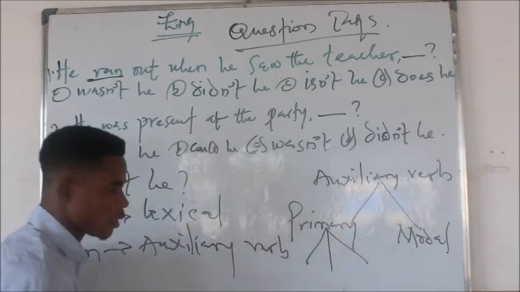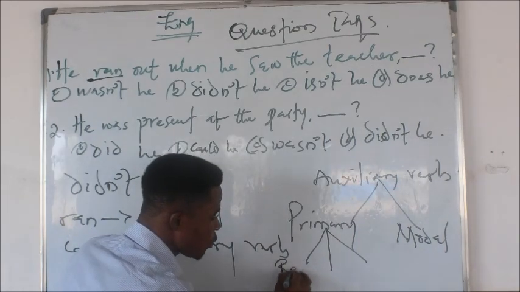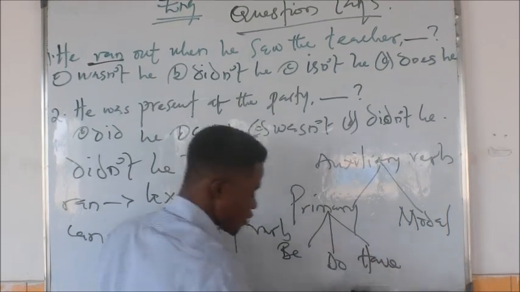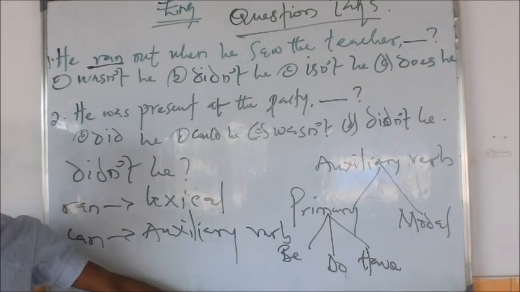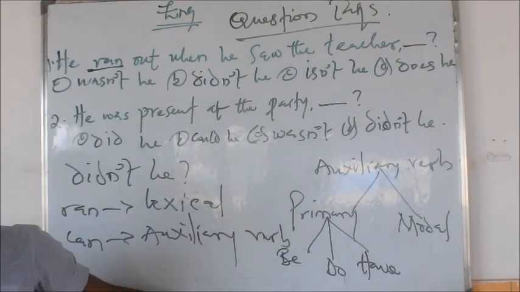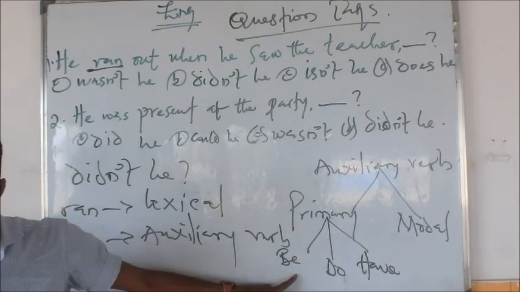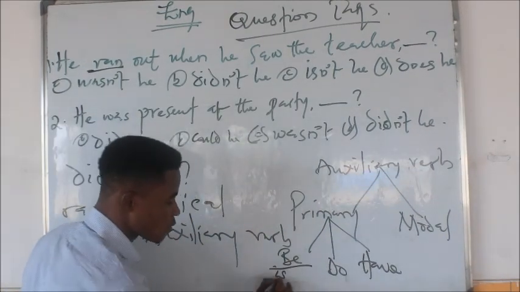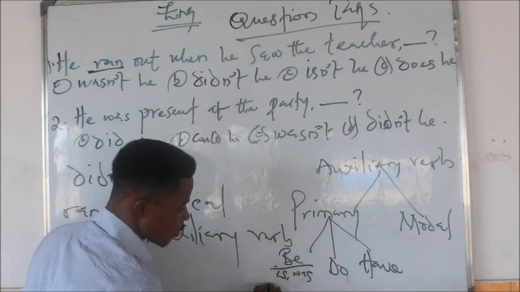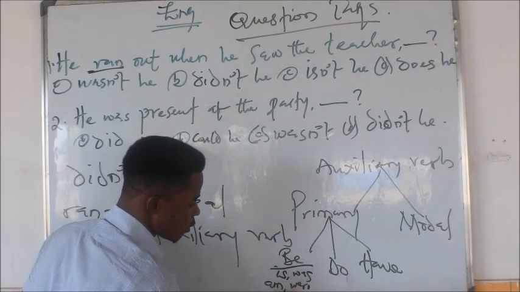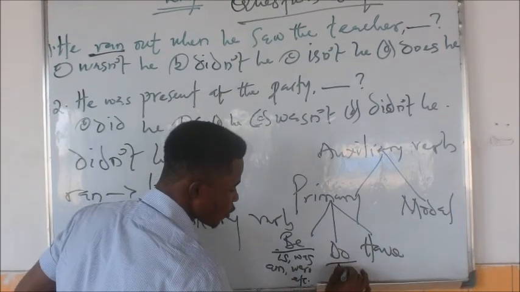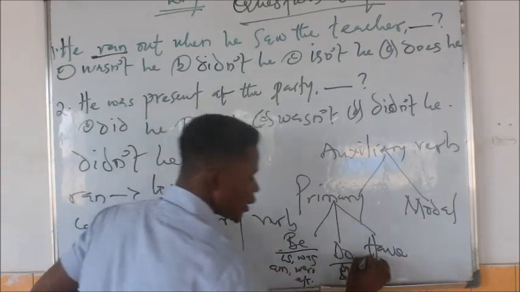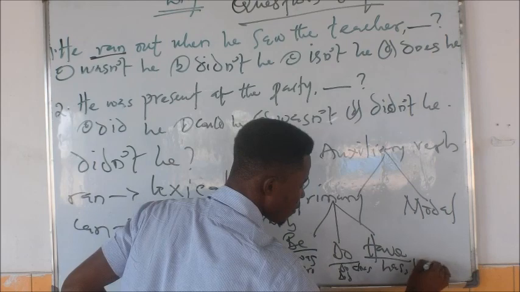Into how many? Three. We have what we call the be verbs, we have what we call the do verbs, then we have what we call the have verbs. Are you following? The primary auxiliary verb is divided into how many? Three. The first one is what? Be verbs, do verbs, then what? Have verbs. What do we call be verbs? Verbs like is, was, am, were, etc. Then for do, we have do itself, we have did, then we have does. Okay? Then have, we have has, we have have, and we have had.